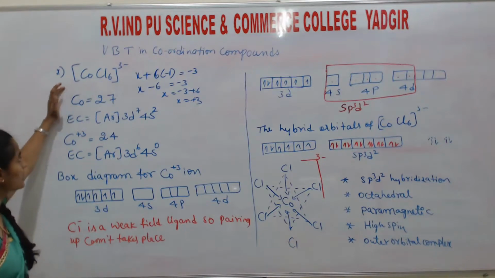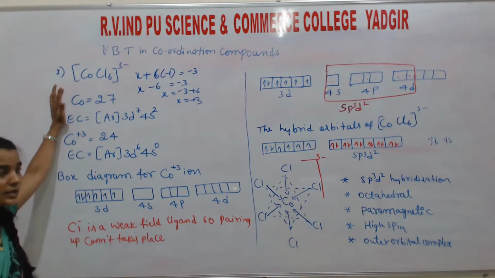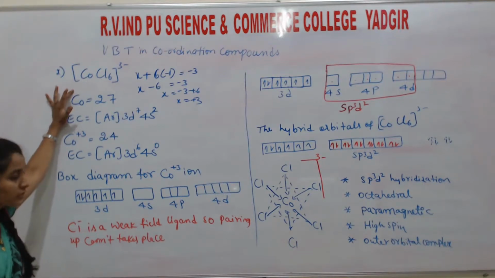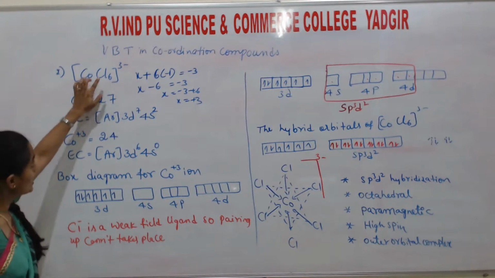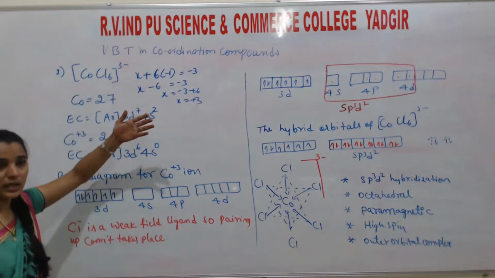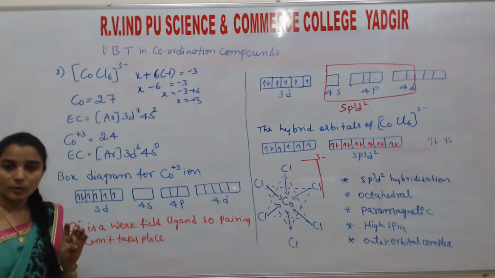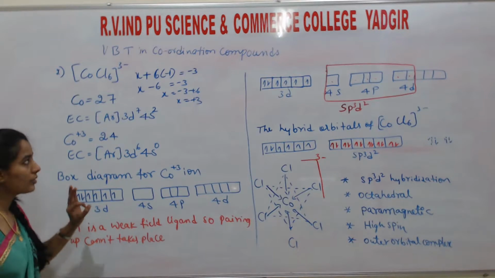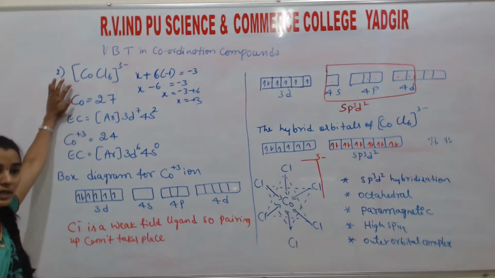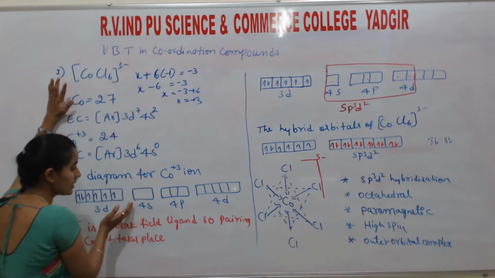In both the cases, in one compound the pairing up takes place, in the other compound pairing up doesn't take place. If NH3 or CN, not only NH3, if instead of NH3 they give CN also, then also pairing up takes place. Remember one thing, if carbon bonded and nitrogen bonded compounds are there, then the pairing up takes place. So all the hybridization you will do easily, students.